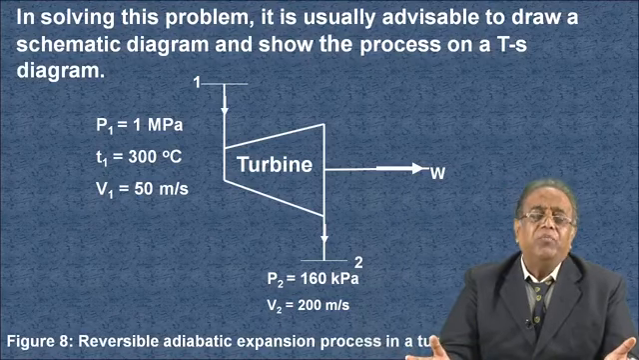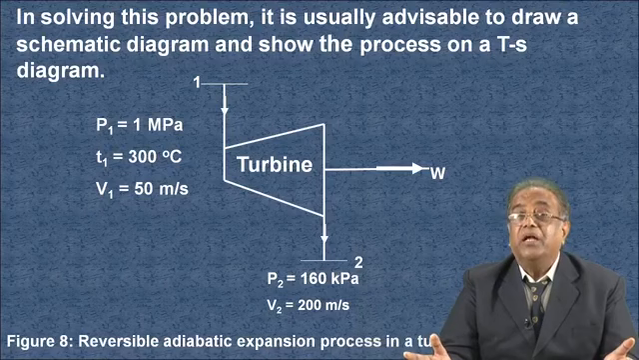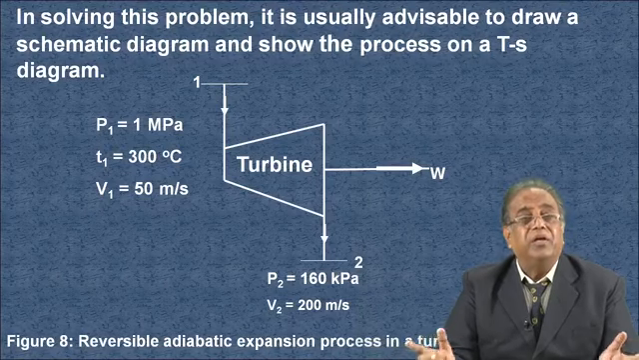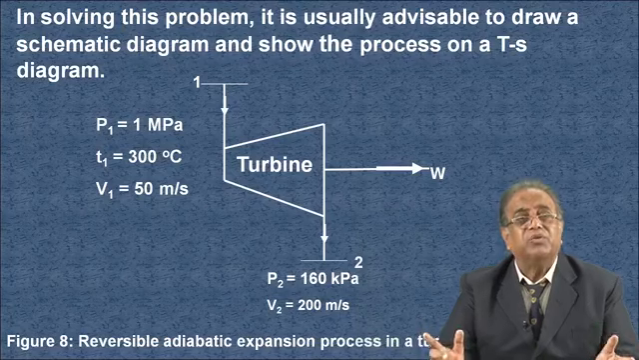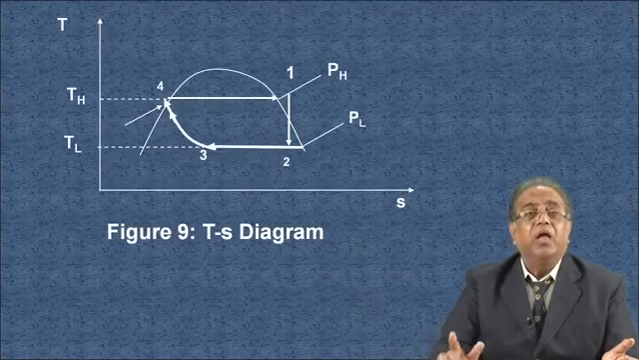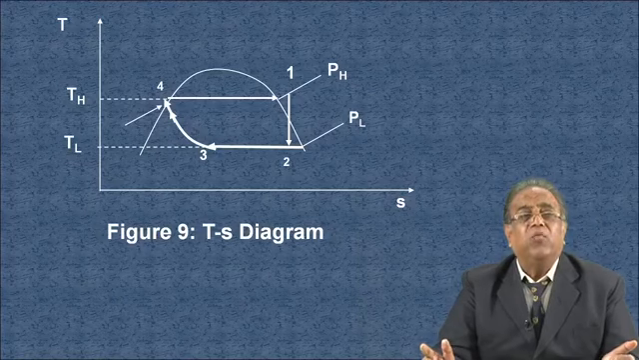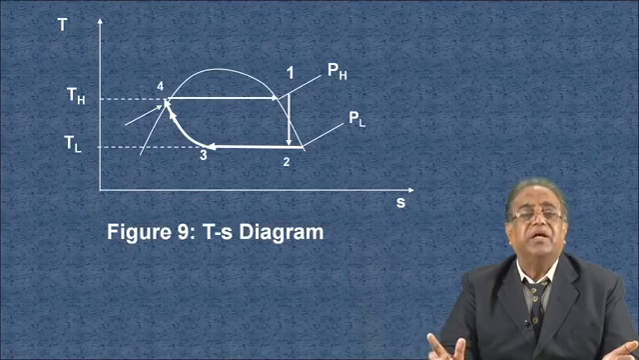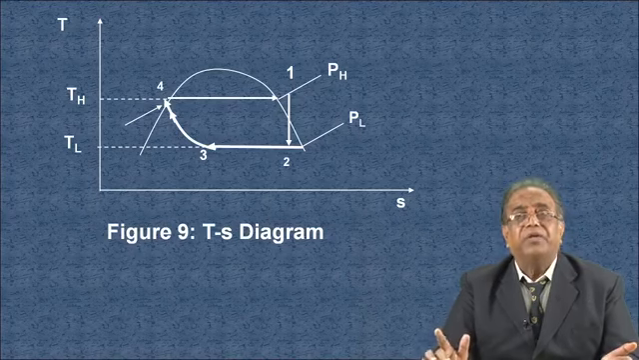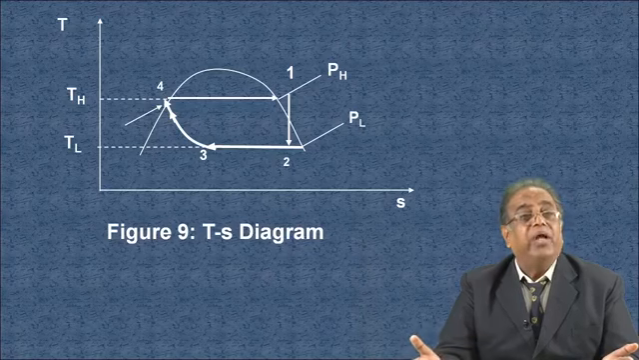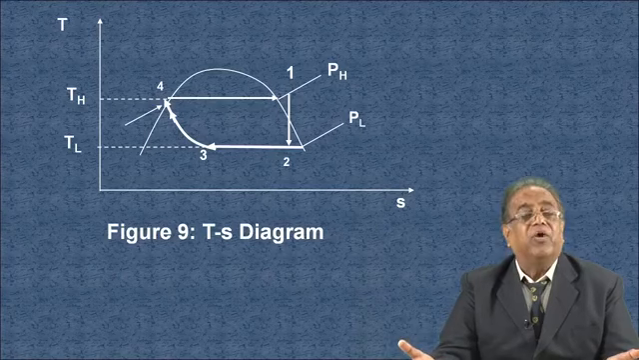And one more piece of advice: you have to draw the cycle diagram, then it will be easier for us to solve the problem. Now this is the cycle diagram for this numerical. Here 1 to 2 is the process which is occurring inside the turbine. So the turbine output, that is WT, is equal to H1 minus H2. H1 we can get from the steam table.